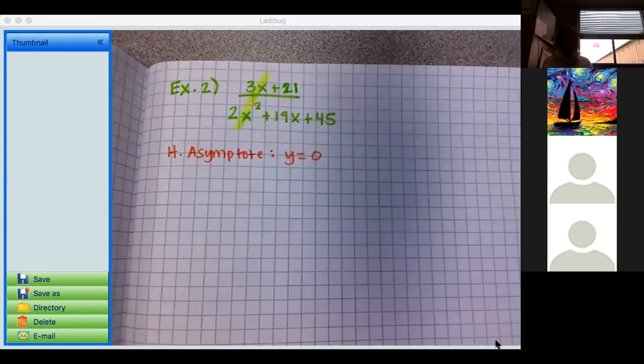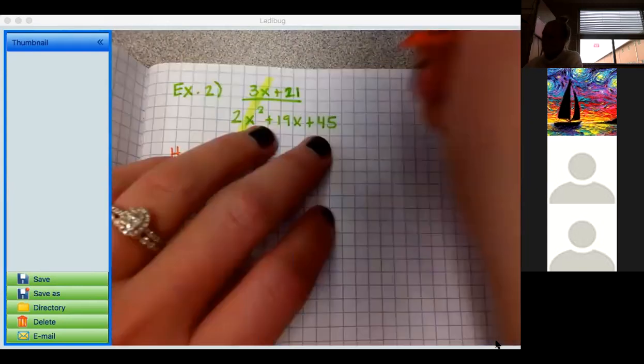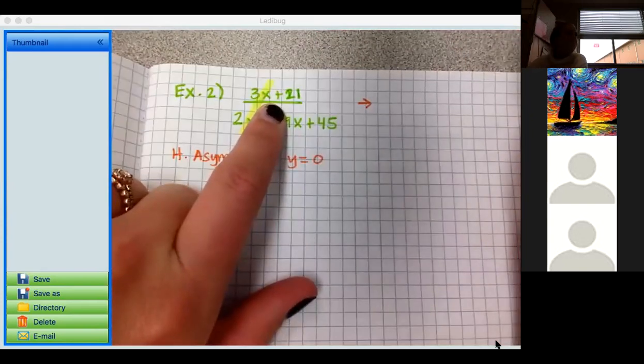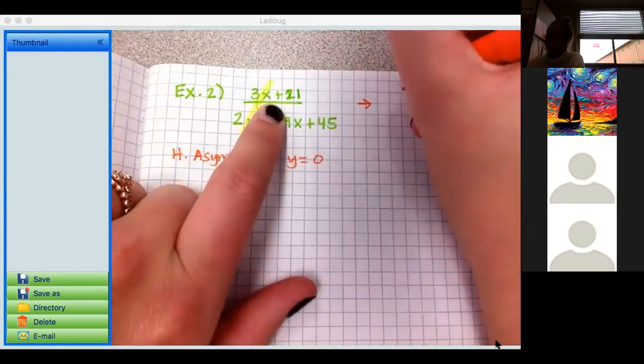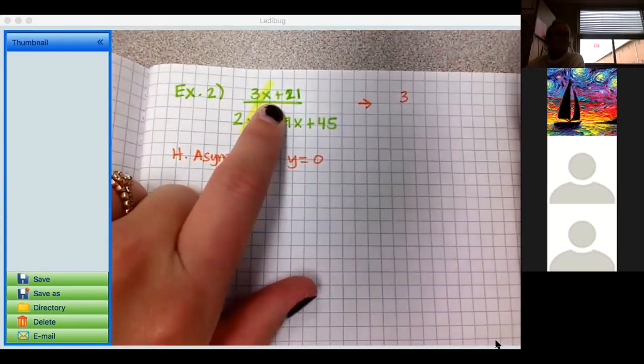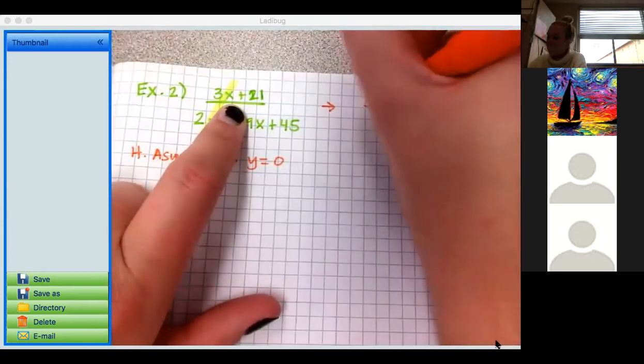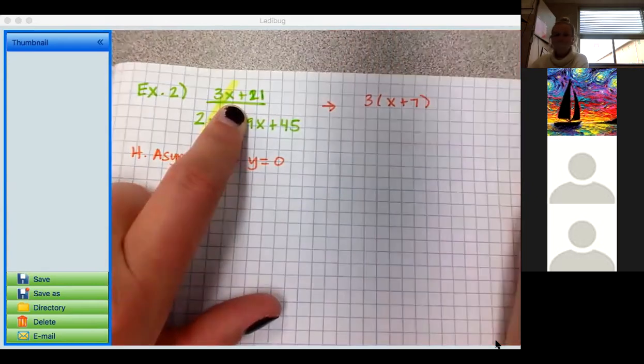All right, so now I need to find any holes or vertical asymptotes. So what do I do? Factor it, good. How do we factor the numerator? Take out 3. Yes, what's that called? 3 is the what? Good, KJ. Greatest common factor. So take out a 3. Do y'all agree we're left with x plus 7? Okay.